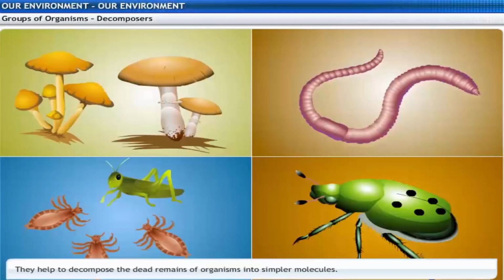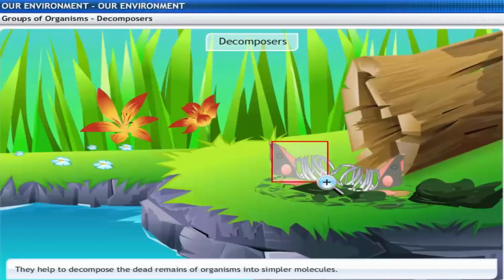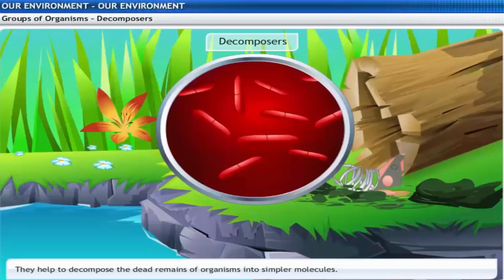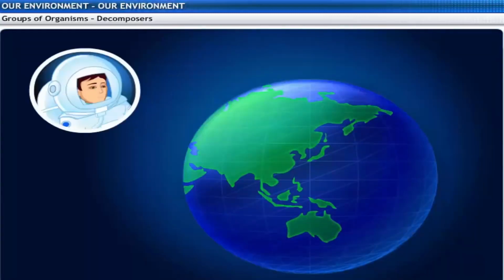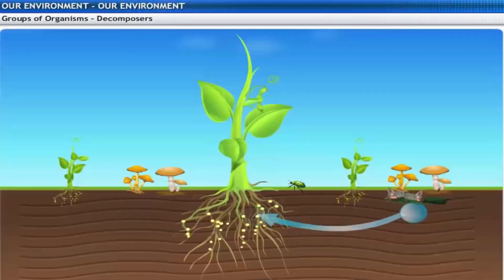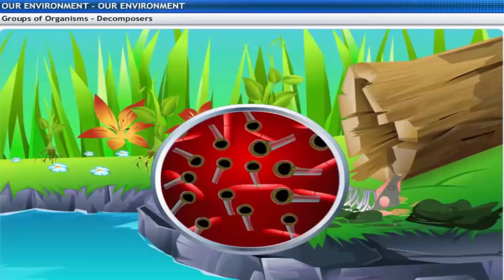Decomposers help to decompose the dead remains of organisms. In the process, complex molecules are broken down into simpler molecules. If they decompose the dead remains, how does it help the ecosystem? The decomposed material is used up by other organisms, primarily plants, as nutrients for their sustenance. Let me sum it up.